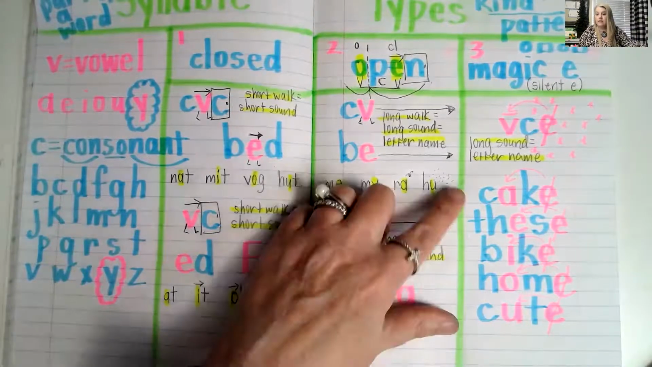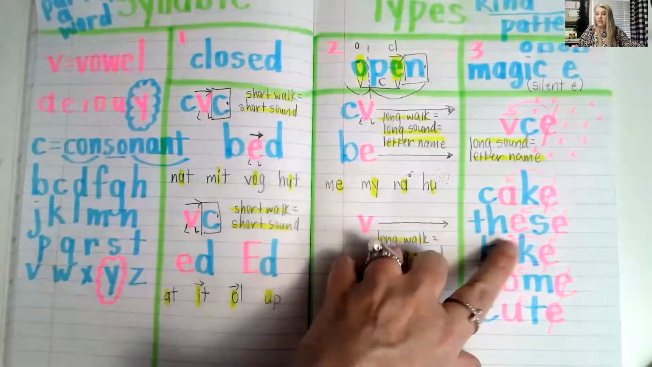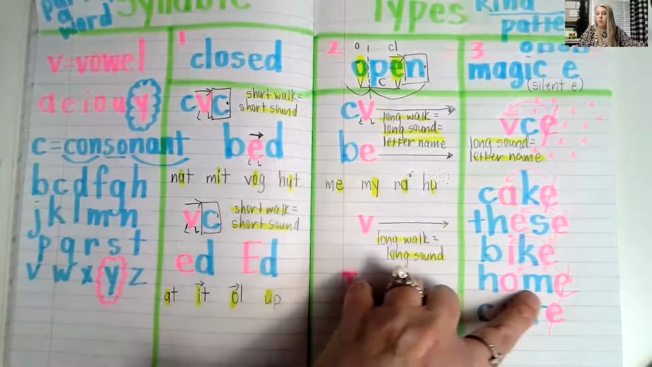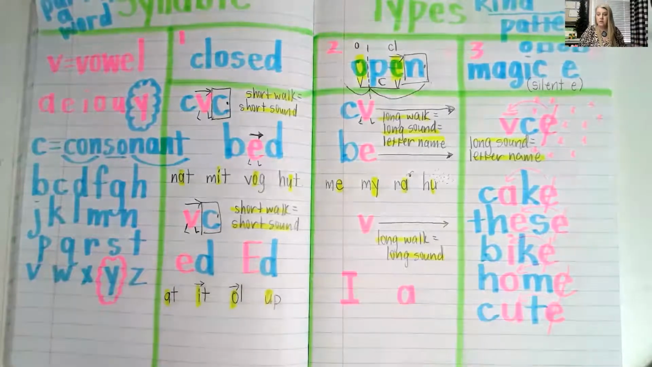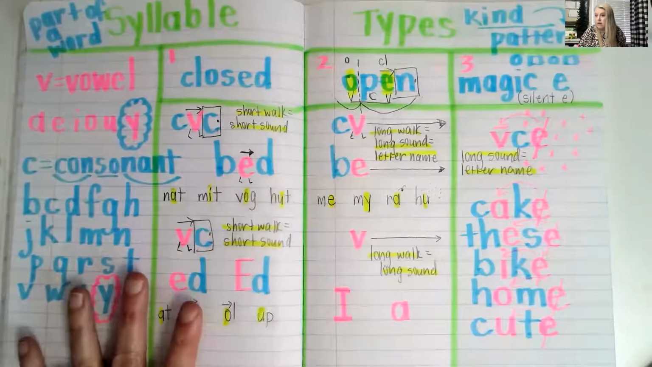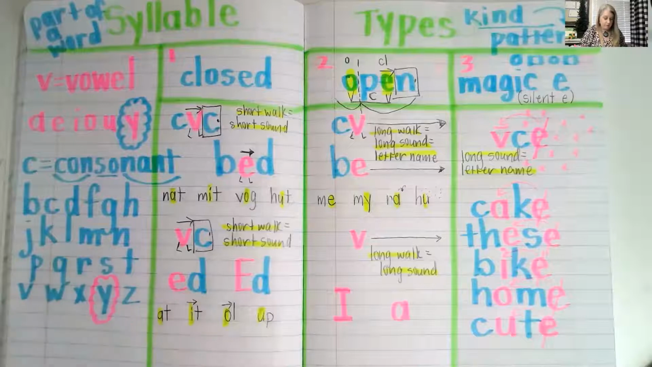So all of these say their letter names, A-E-I-O-U: cake, these, bike, home, and cute. So magic E, E is silent, lets the vowel say its long letter name, which is its long sound. And that, my friend, is the silent E pattern. Do you see a silent E pattern on this page somewhere?